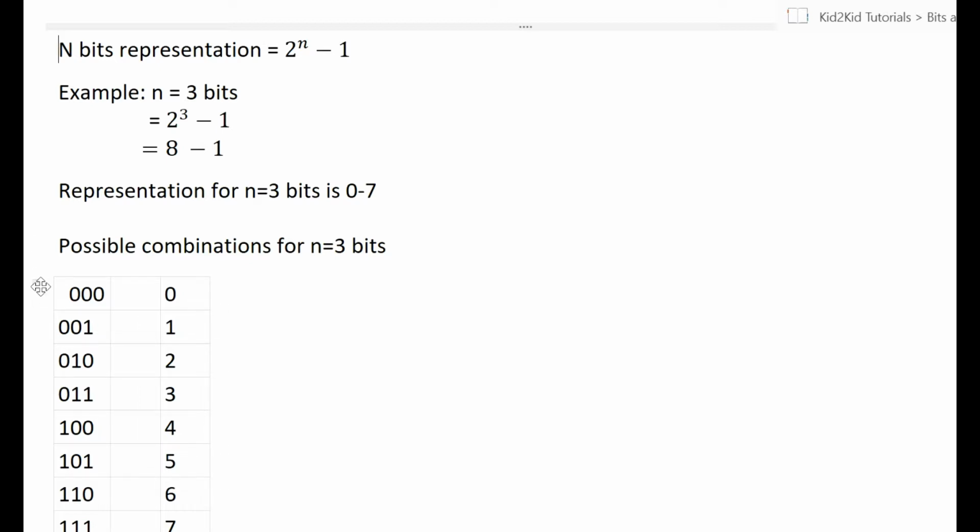Now let's look at the possible combinations for n equals 3 bits. We have 000, which is 0 in the decimal system, 001, which is 1 in the decimal system, 010, which is 2 in the decimal system, 011, which is 3 in the decimal system, and so on.